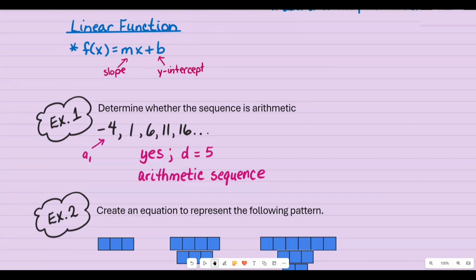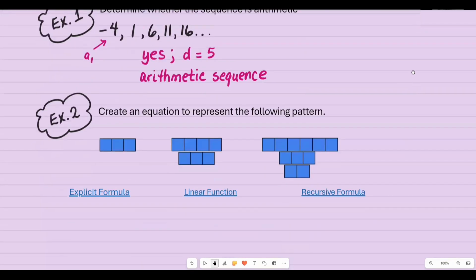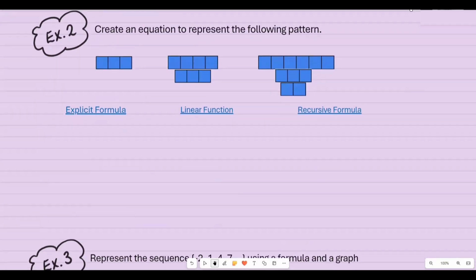For example 2, we are asked to create an equation to represent the following pattern. So given the visual representation, I am going to count each set of blocks. So here I have 3, and it looks like I added 4 more, and it looks like I still added 4 more. So that's the best way to do it, is just count the actual blocks and then write what you have. So I have 3, and then I added 4, so that's going to be 7. I added 4 more, so that's 11.